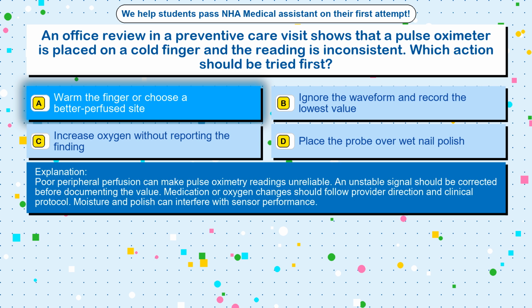Poor peripheral perfusion can make pulse oximetry readings unreliable. An unstable signal should be corrected before documenting the value. Medication or oxygen changes should follow provider direction and clinical protocol. Moisture and polish can interfere with sensor performance.